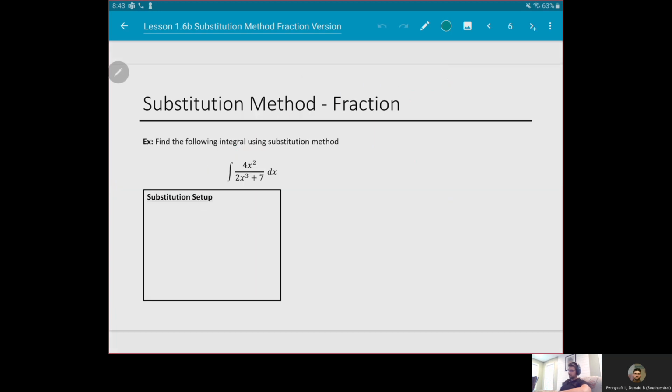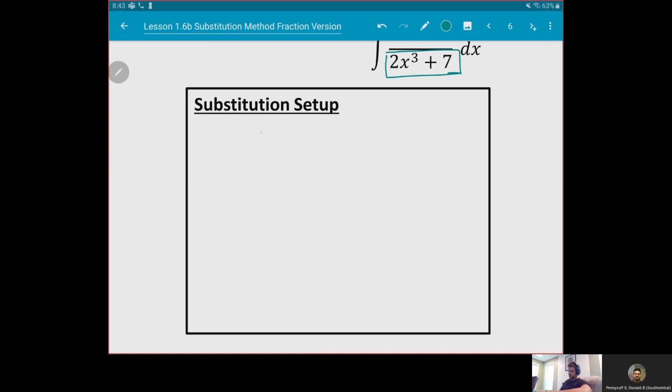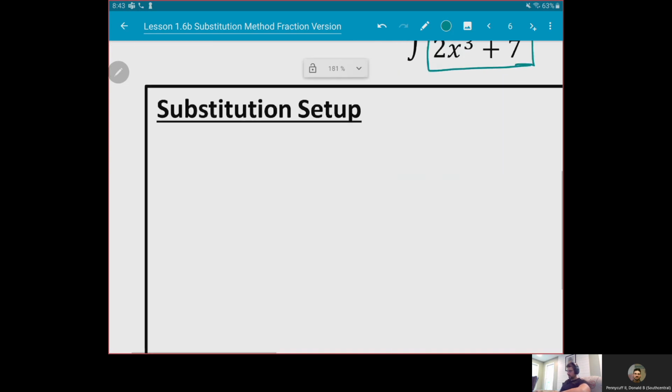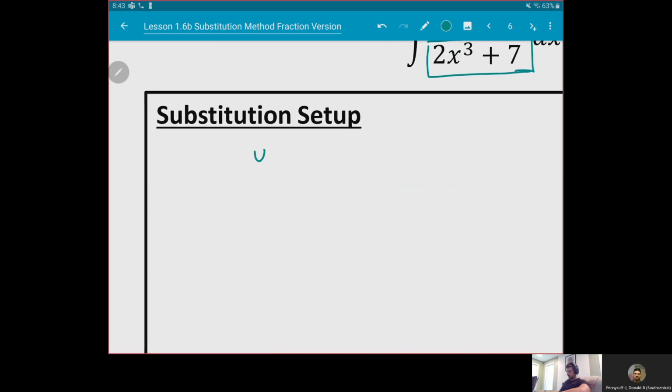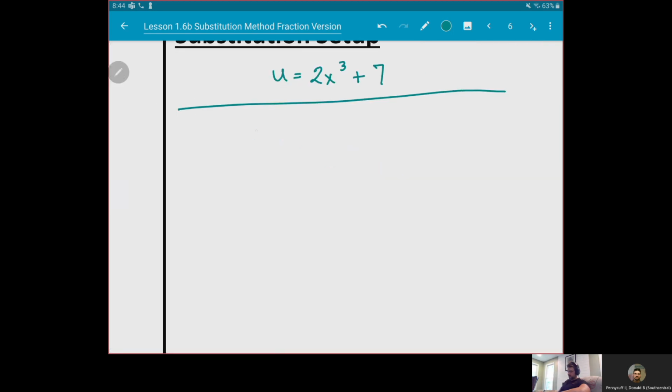All right, so let's do this one. Same pattern. We're following the same exact pattern. The entire bottom of this fraction is going to go away. Okay, so u is equal to 2x cubed plus 7. I'm going to take the derivative of that. So du is equal to 6x squared dx.